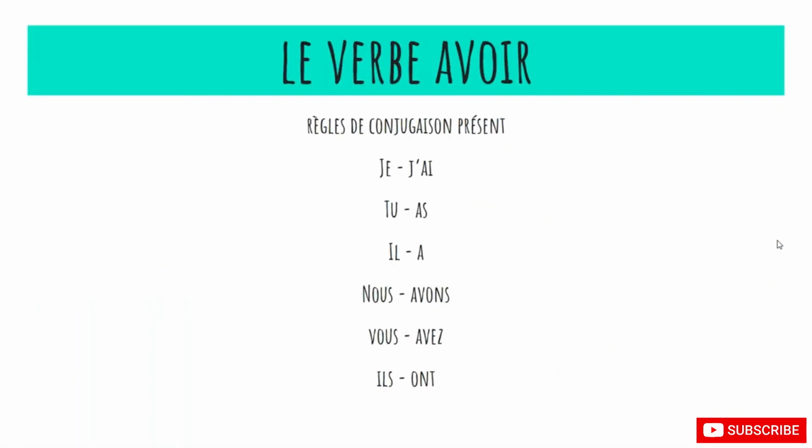We begin with the 3 singular pronouns, which are je, tu, il. Donc, j'ai, tu as, il a. After that, the 3 plural pronouns, nous, vous, ils. Nous avons, vous avez, ils ont. So, with the 3 plural pronouns, we make the liaison between nous and avons. So the S becomes a Z. Nous avons. Vous avez. Ils ont.